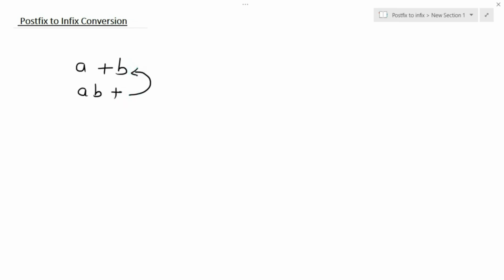So first, let's see how it's going to happen using stack. Suppose we have one expression and that is AB plus EF division multiplication. So here in this expression, first there are operands and then in the last we have the operator. So this type of expression is called postfix. Now let's see how to solve it using stack.